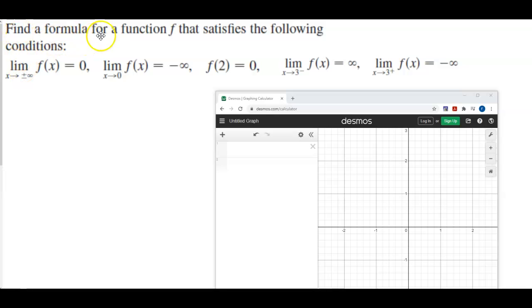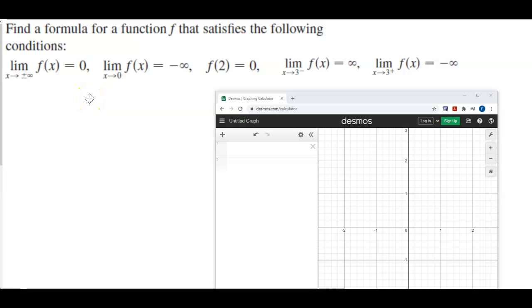Okay, find the formula for a function f that satisfies the following conditions. We want to find the limit as x is approaching plus or minus infinity of f of x, which is equal to 0. So what they're saying here is, is there a function that approaches 0 as x approaches negative infinity and positive infinity?